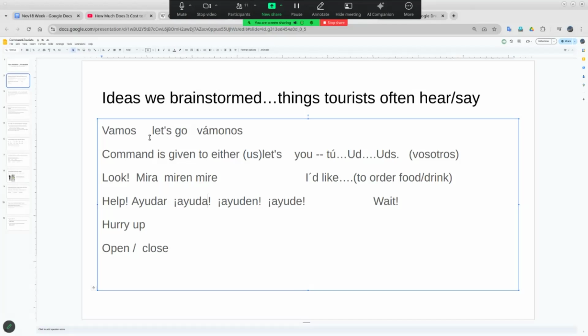Ayúdame. Ayúdame. One thing to know, if I need an extra pronoun to tell who you want to help, I need that word me to say help me, right? Ayúdame. I have to tag it on to the end. Now, it's reflexive, so it needs an accent mark.